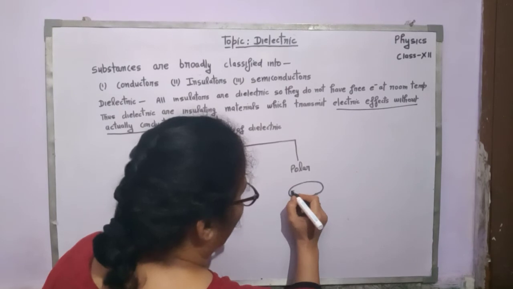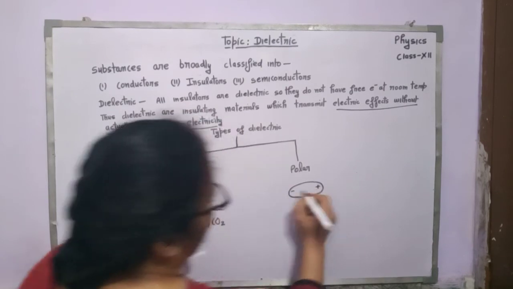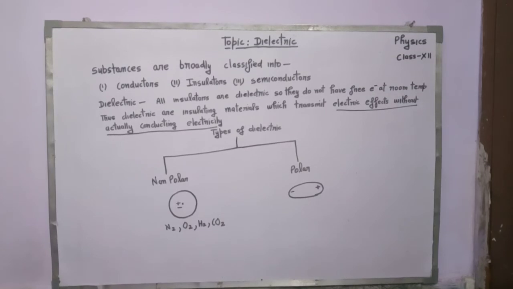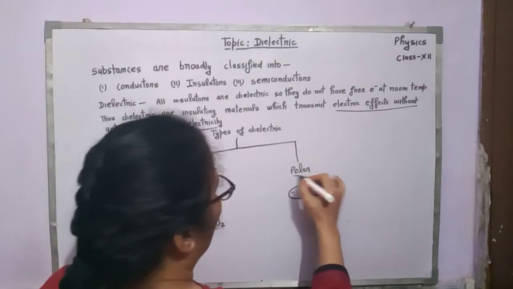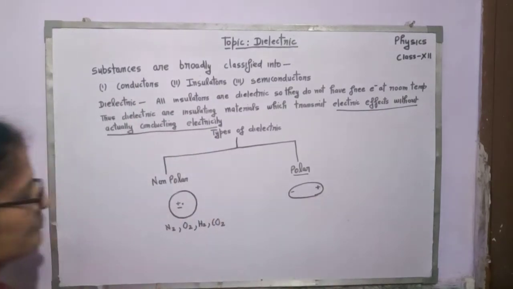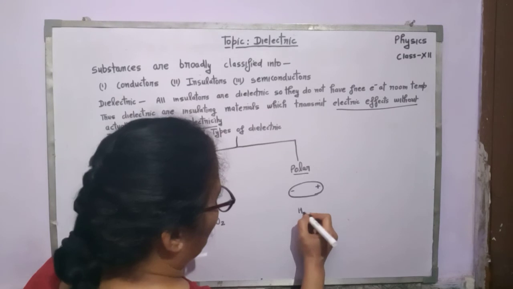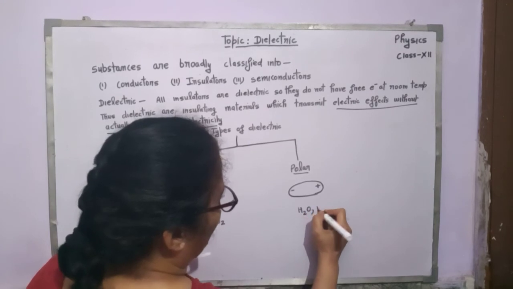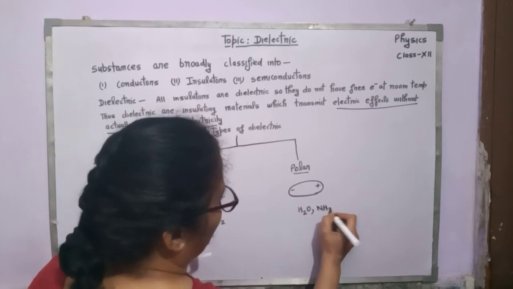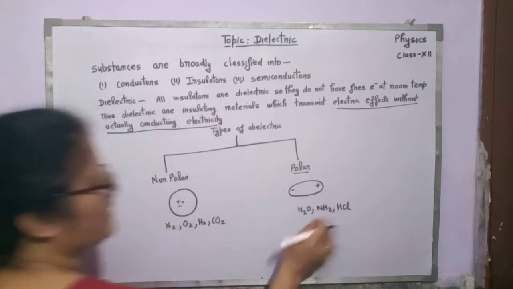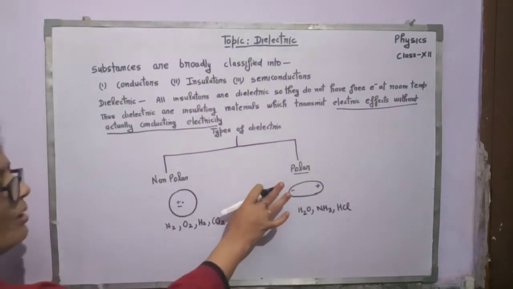This is the center of the negative charge. This is the center of the positive charge. One end is negative and the other end is positive. That's why they are known as polar dielectrics. The examples of this are H2O, that means water, ammonia, NH3, and hydrochloric acid, HCl. All these are examples of polar molecules.